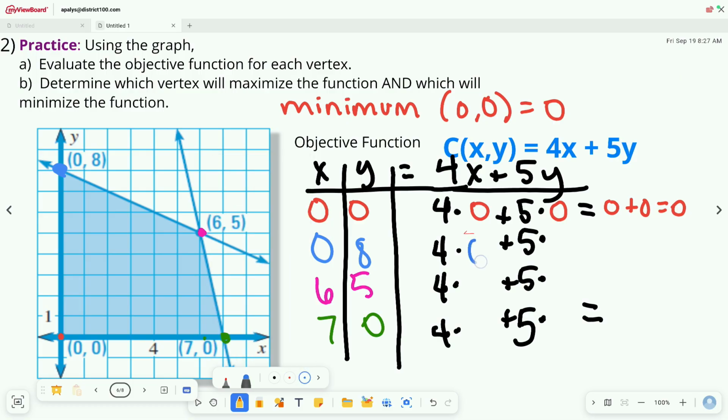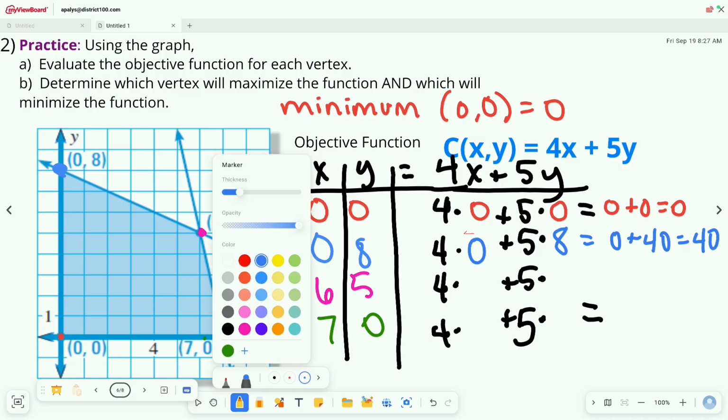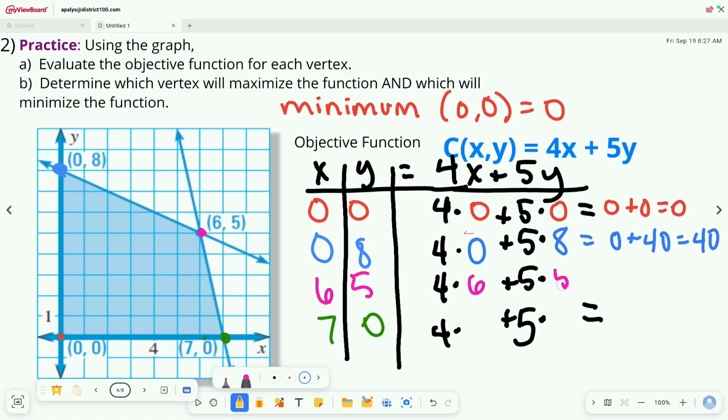Okay. 4 times 0, which is the X, 5 times 8, which is the Y. That's going to give me 0 plus 40. It's definitely not the minimum, but we have to see if it's the maximum. Four times 6, 5 times 5. Let's see what that equals. 24 plus 25, which is 49. So far, that's the maximum.